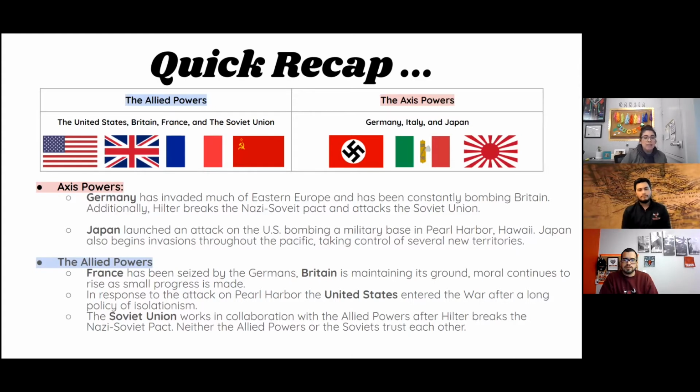Now, for the Allied powers, France has been seized by the Germans. Britain is maintaining its ground, and morale continues to rise as small progress is made against the German aggressions. In response to the attack on Pearl Harbor, the United States entered the war after a long policy of isolationism. The Soviet Union works in collaboration with the Allied powers after Hitler breaks the Nazi-Soviet pact. Neither the Allied powers nor the Soviets trust each other.